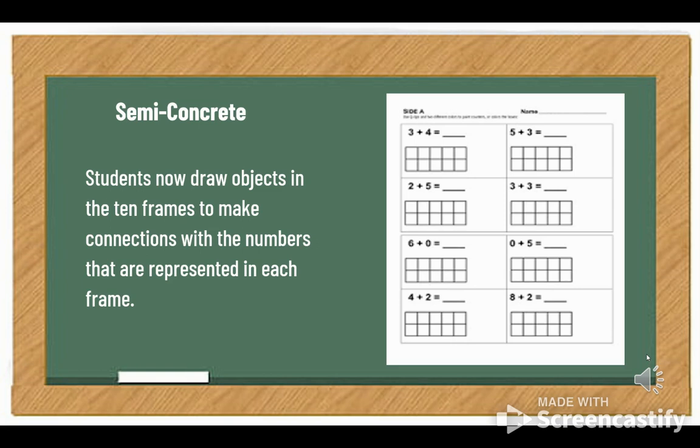So instead of having 3 markers for their 10 frame, they would simply draw out 3 shapes in 3 of the squares, or in each one of the squares, and then draw another 4 of a different kind of shape, or just 4 more circles in the squares to show their equation rather than using physical markers for it.